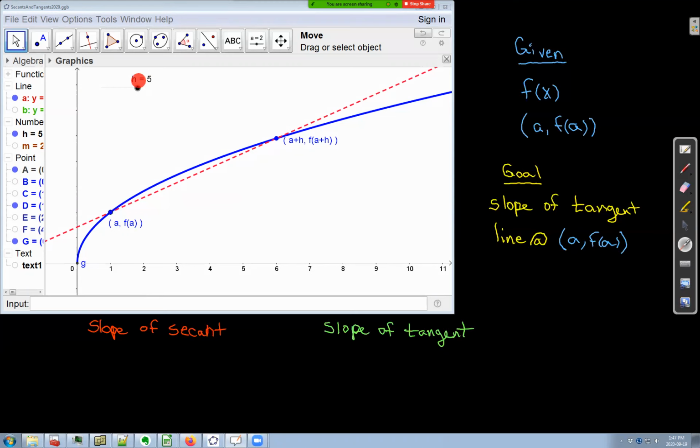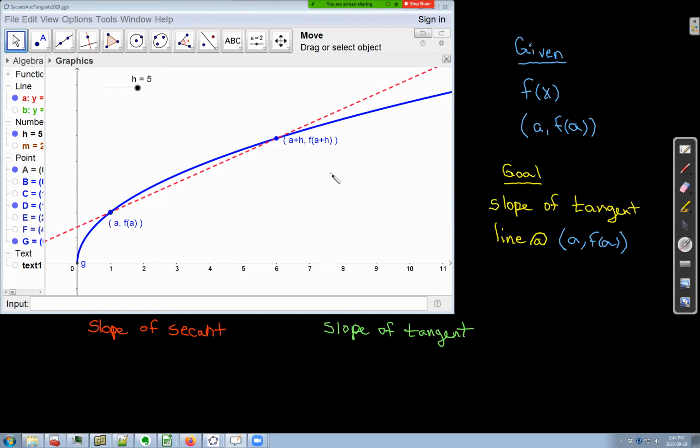To be concrete, in this picture, h is equal to 5 because a started at 1 and the x coordinate of the second point is at 6. In order to get from 1 to 6, you have to add 5. So the idea is he took the point that he started with and added a little bit to the x coordinate to get a second point on the graph.